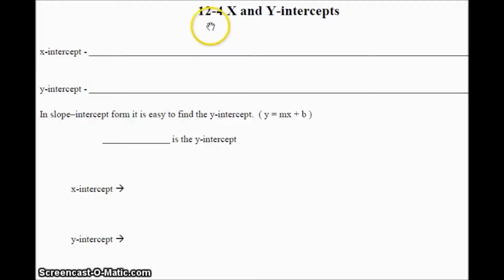Today we're going to be taking a look at x and y intercepts. So this is 12-4 within your notes. If you want to follow along, you can. If you want to sit back and relax and just try and take this all in, that's great too. This first section that we're going to be looking at is exactly what an x-intercept and a y-intercept are.